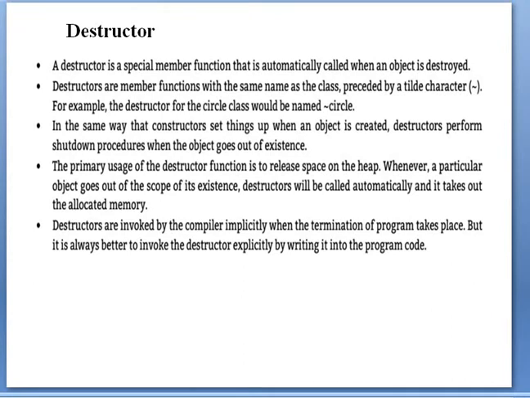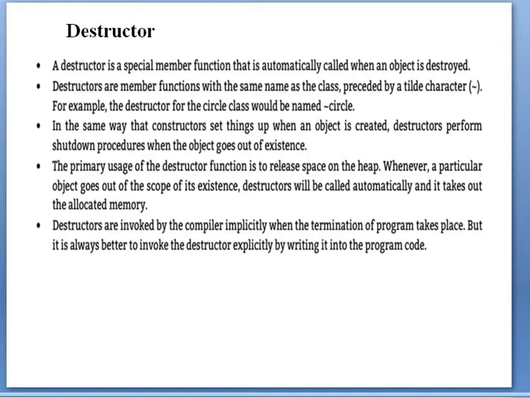Now we will see the most important concept, that is the destructor, which is exactly opposite to the constructor. So a destructor is a special member function that is automatically called when an object is destroyed. The first sentence is similar to the constructor, because a constructor is also a special member function and it is automatically called when an object is created. And a destructor is automatically called when an object is destroyed. So these are exactly opposite to each other.